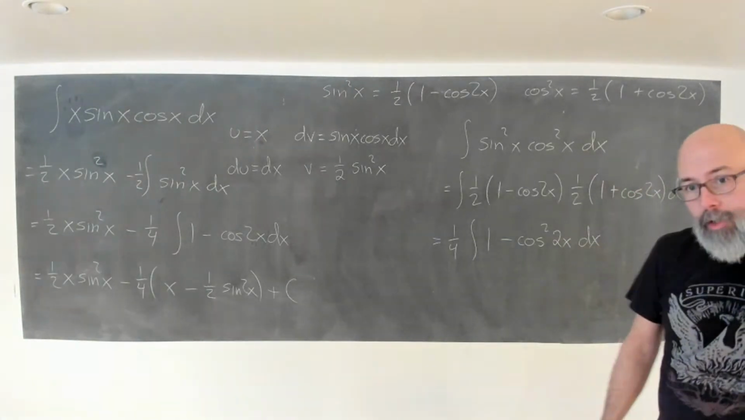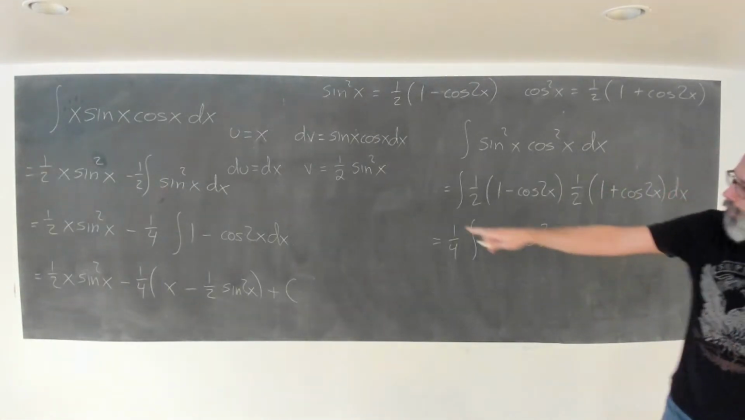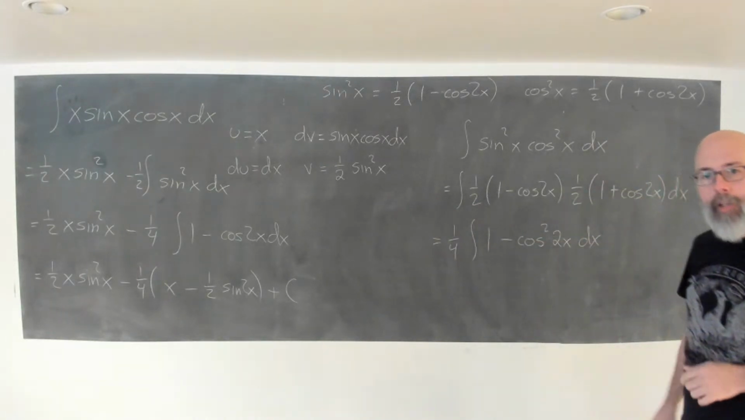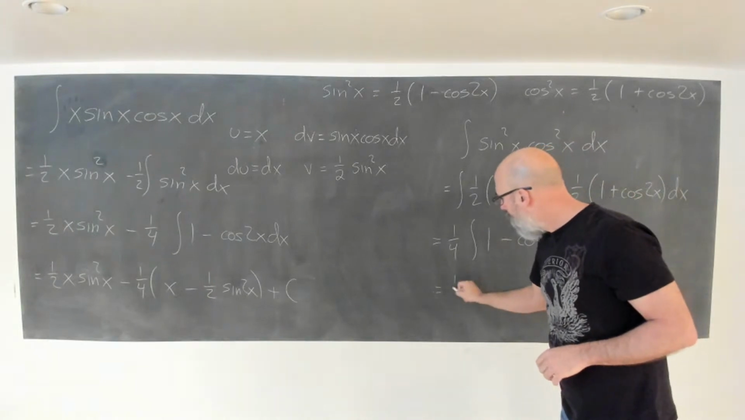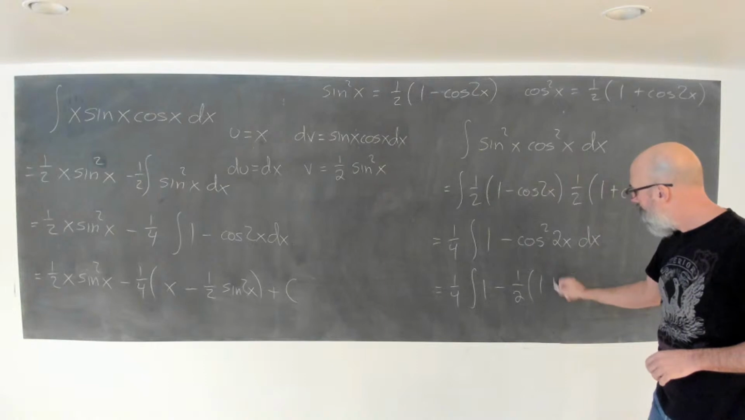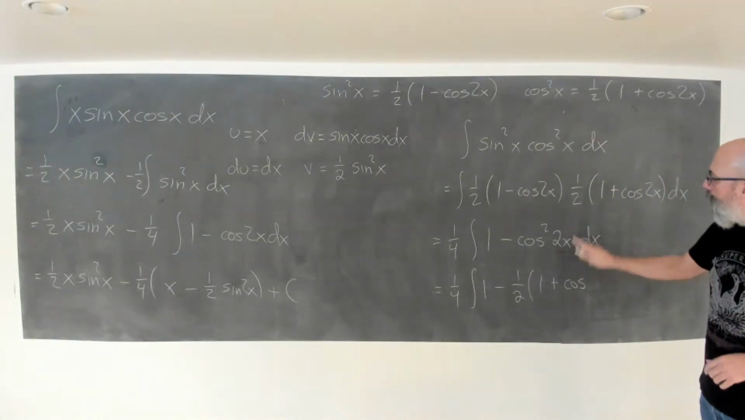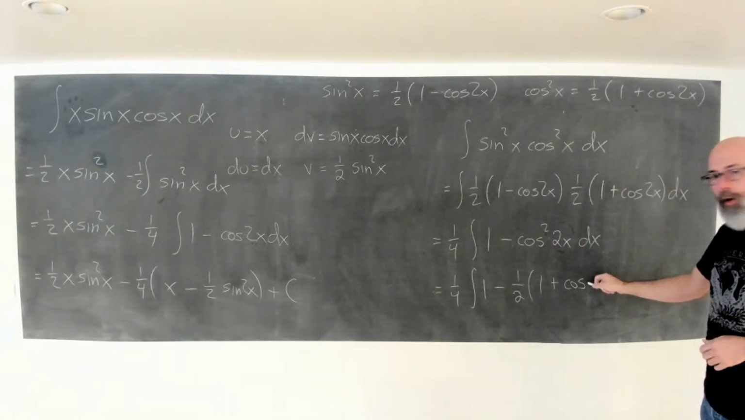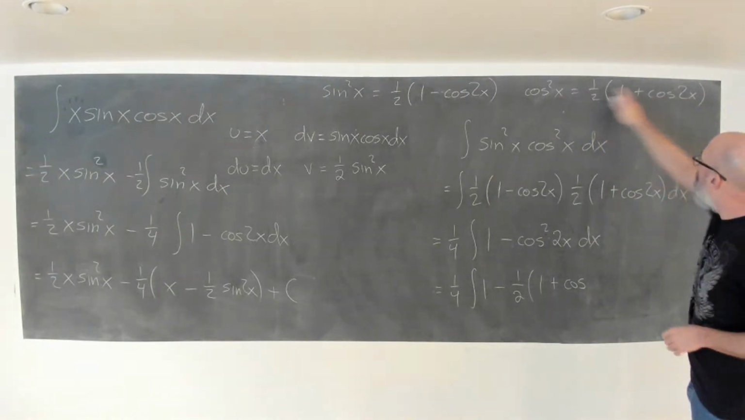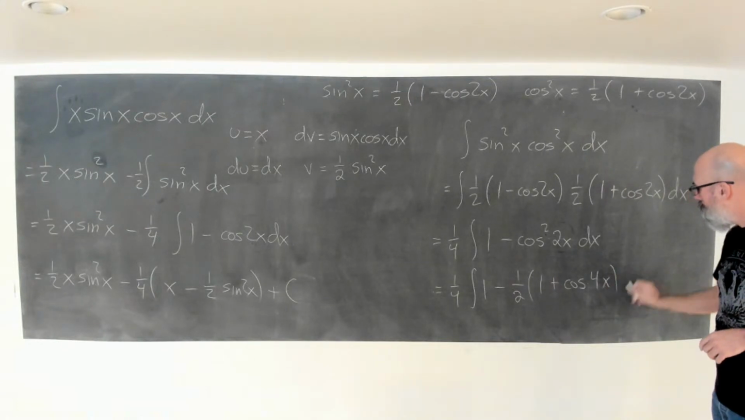Easily seen to be this. The one we can integrate with relative ease, and then you've got cosine squared, which you're going to integrate in the same way we did sine squared. Half angle again. One plus cosine. You know what's happening here. You double the angle, right? Cosine x becomes cosine 2x. Cosine 2x becomes cosine 4x.